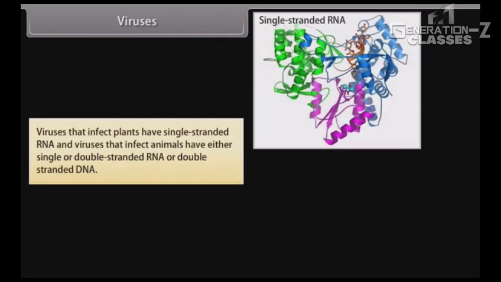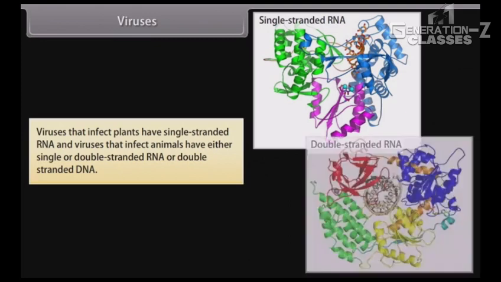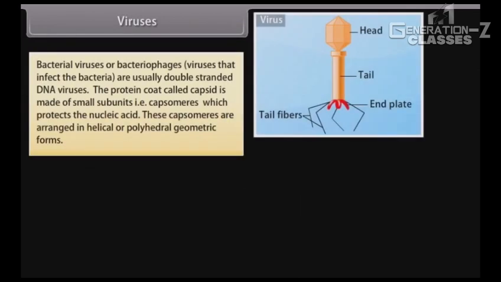Viruses that infect plants have single-stranded RNA, and viruses that infect animals have either single or double-stranded RNA or double-stranded DNA. Bacterial viruses or bacteriophages are usually double-stranded DNA viruses. The protein coat called capsid is made of small subunits, that is, capsomeres, which protect the nucleic acid. These capsomeres are arranged in helical or polyhedral geometric forms.